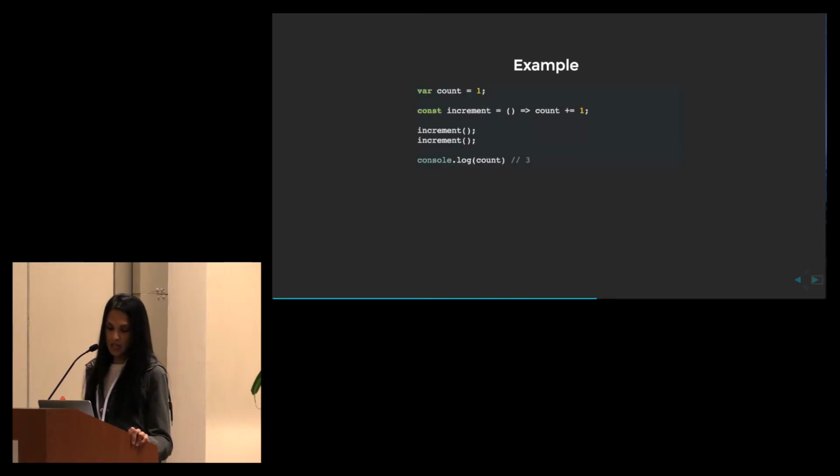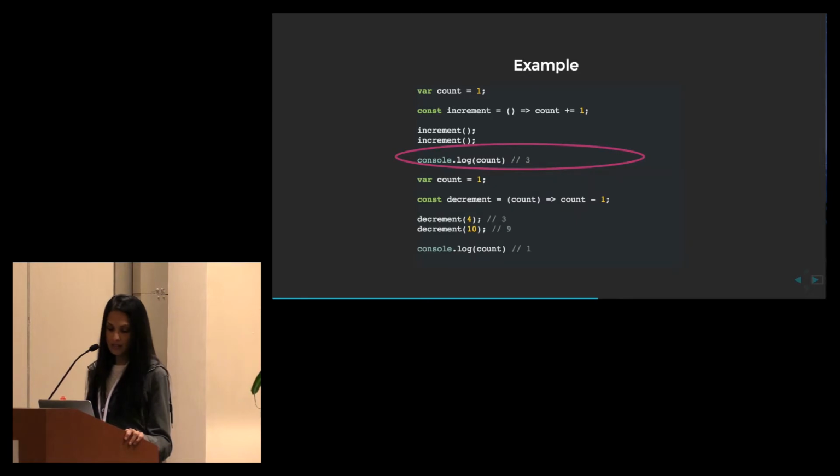Example. If we have an increment function that takes nothing and increments our global count variable, this is not pure, because it's relying on the global count variable, and we've mutated the count variable. On the other hand, if we have a similar function, but this time it takes the count as an input and uses that, then it's not relying on anything global. And so this time it is pure.